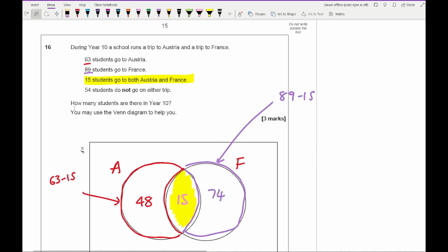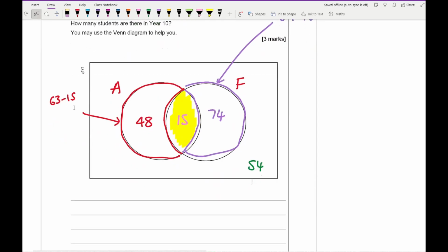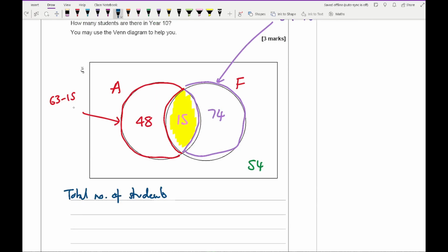Now it also says that there are 54 students who don't go on the trip at all. So that means that the outside number is going to be 54. Then to work out the total number of students, all I need to do is just add up the numbers that I can see. So 48 plus 15 plus 74 plus 54, and that comes up to a total of 191.